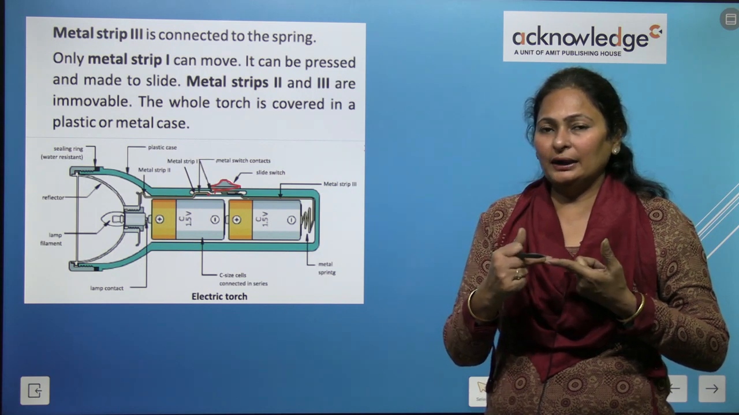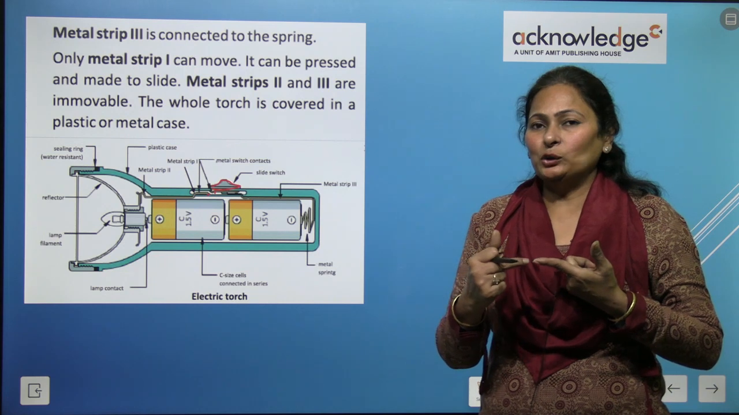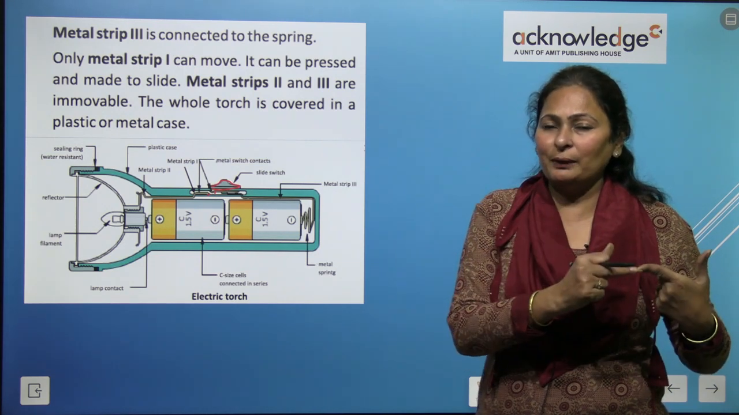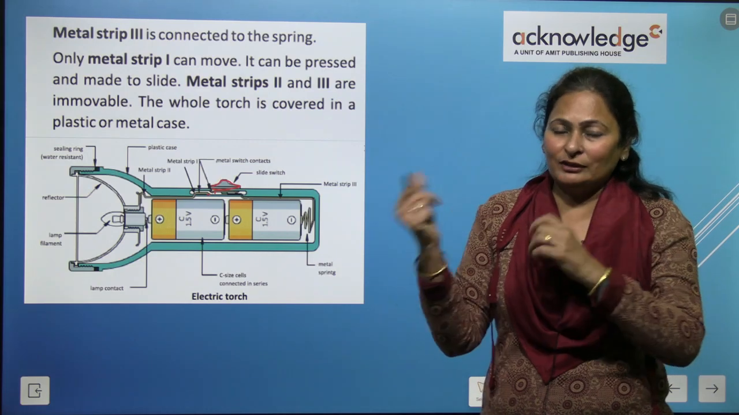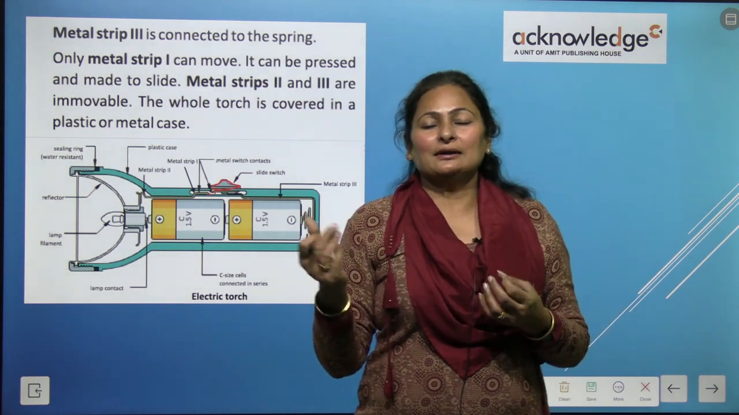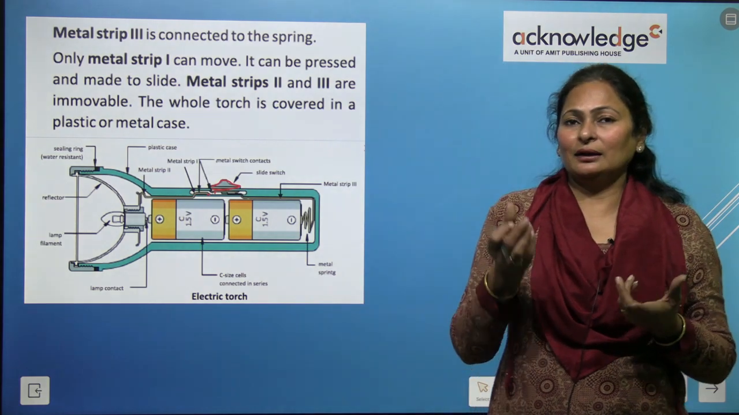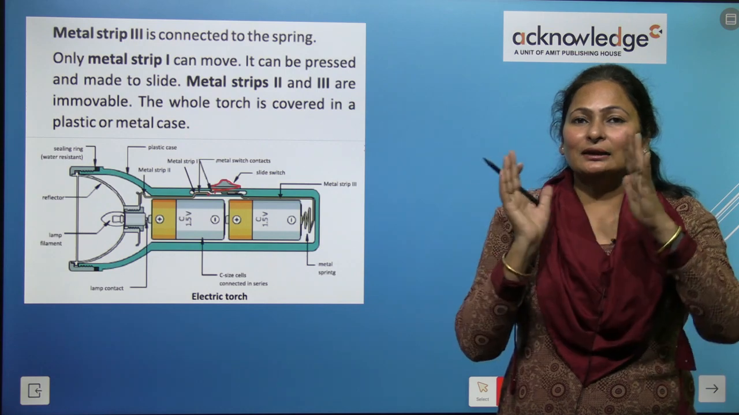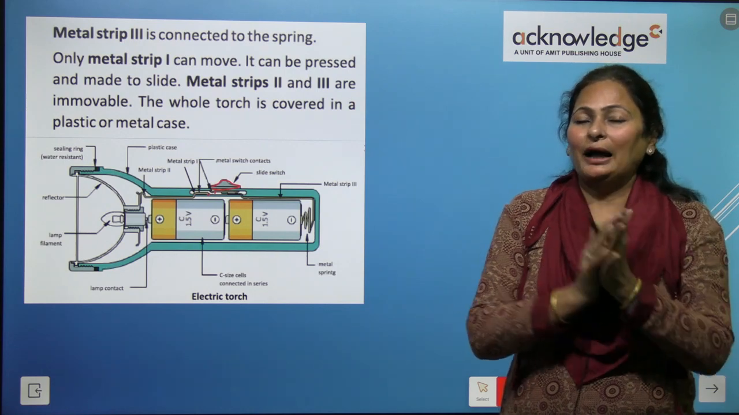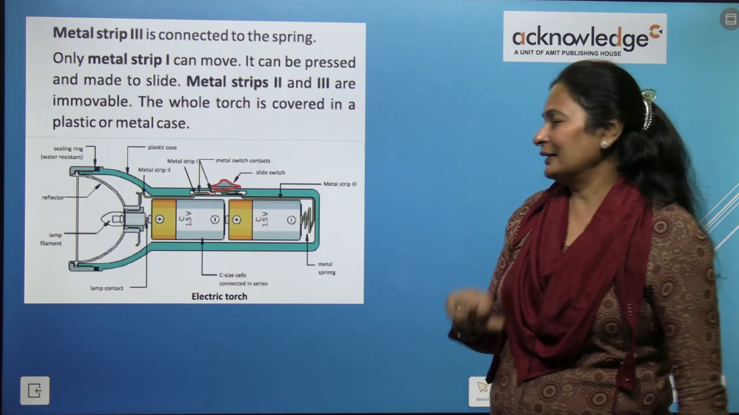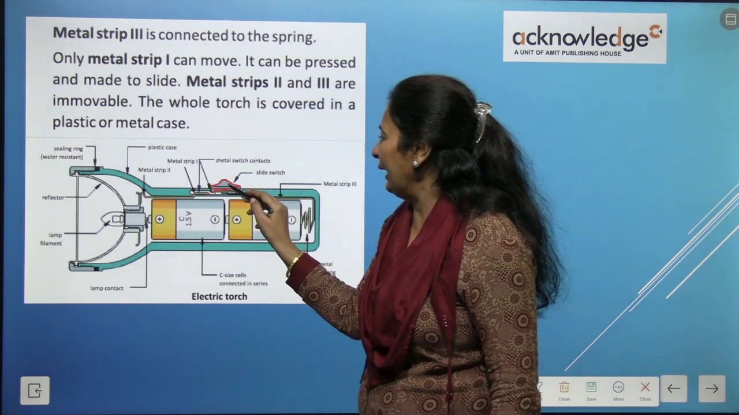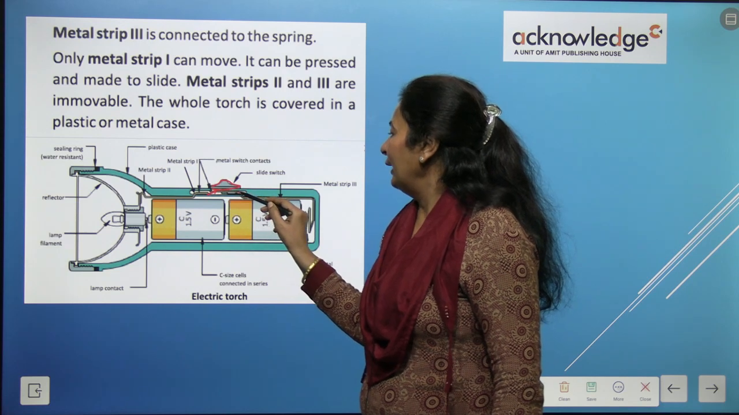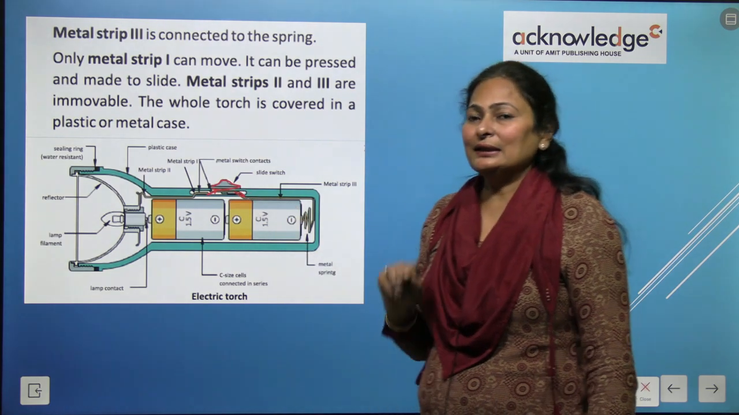So when there is a space between the two parts, when you switch it off, it creates space, and when you switch it on, then this merges with the second part, because the first metal strip is in the switch button, and when you slide forward, it touches the metal strip 2 and metal strip 3 and the circuit is complete. So when you slide it forward, it touches here, right? And the circuit is complete.